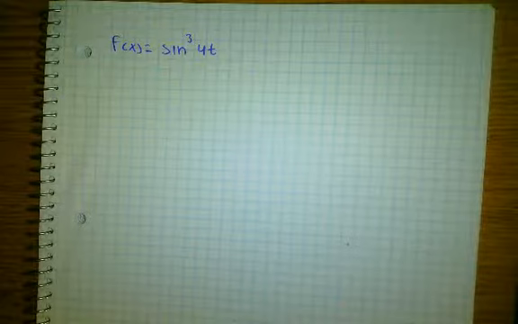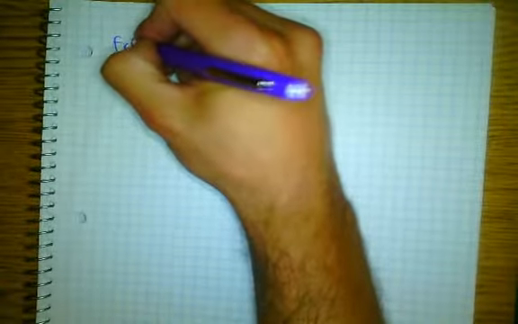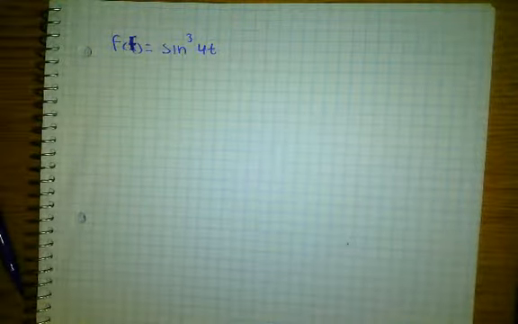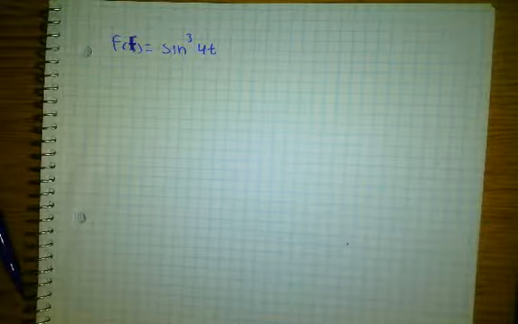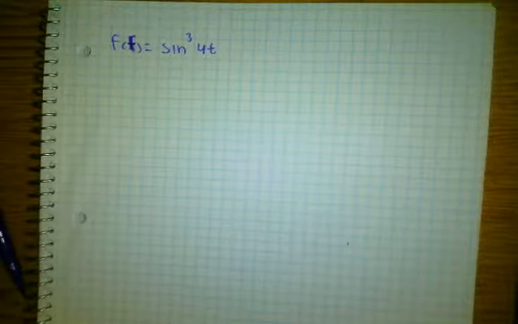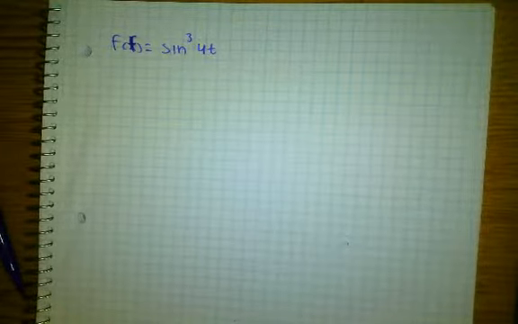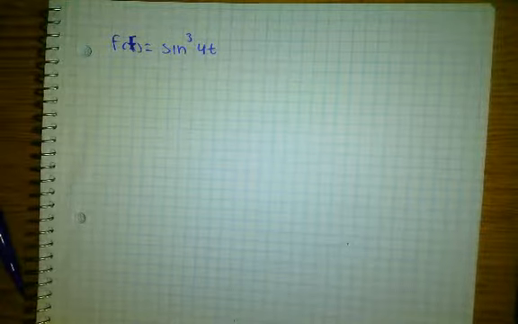Which strategy to use here? Use product rule or sine? Oh, I'm sorry, f of t, yes, good catch. F of t, my bad. F of t is equal to sine to the third power of 4t. What rules do you see here? Product where? I only see chain. Why product?